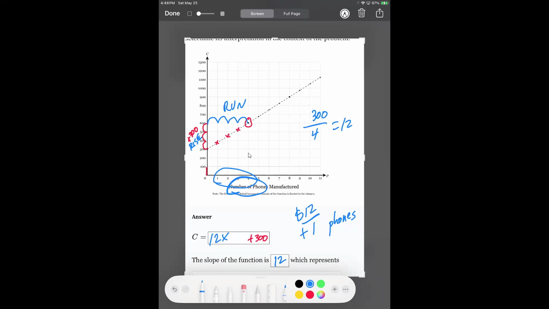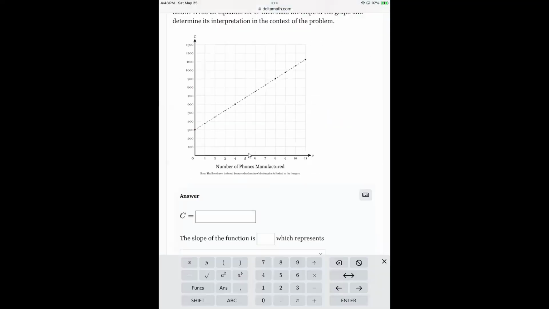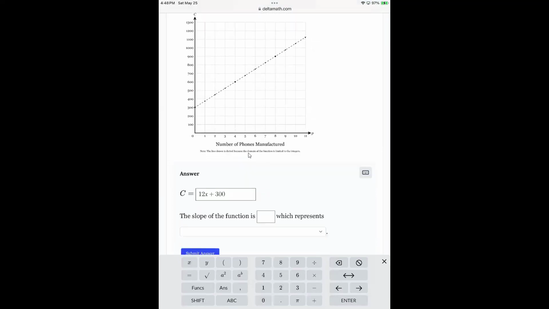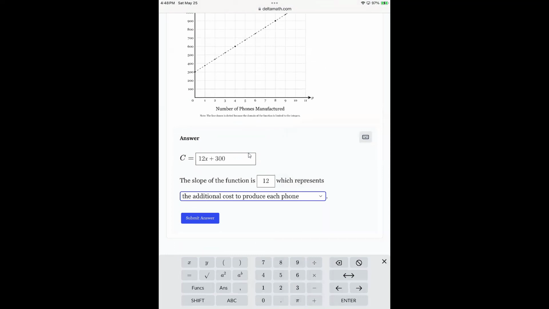So let's go and answer this. All right, so our equation is 12x plus 300. The slope is 12. And what does it mean? It means that's the amount it takes to produce a phone. Additional cost to produce each phone. Remember, slope is always going to be a rate. So when you're trying to come up with the answers, you got to look for the rates and use the units that they give you. So they told us the phones manufactured, and they also told us the Y values was cost. So that's how we know it.